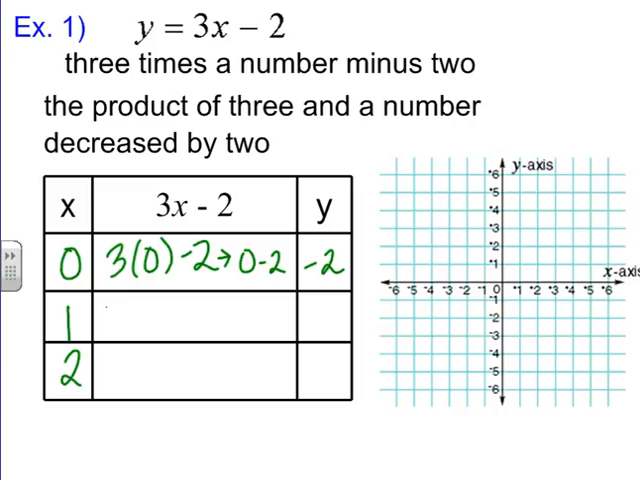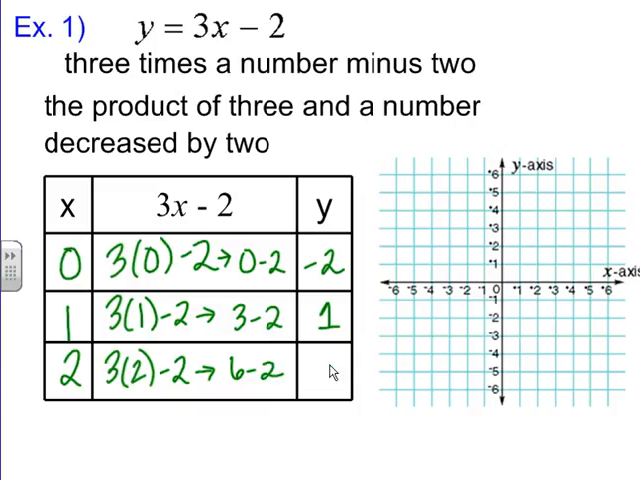We'll try it again with 1. 3 times 1 minus 2. So 3 times 1 is 3, and 3 minus 2 is 1. One more time, we'll put 2 as our input into this particular function box, as we say. 3 times 2 is 6, and 6 minus 2 is 4. So now we have 3 ordered pairs. We have (0, -2). We have (1, 1). And we have (2, 4).